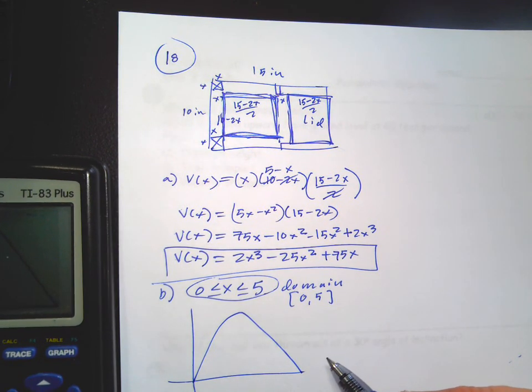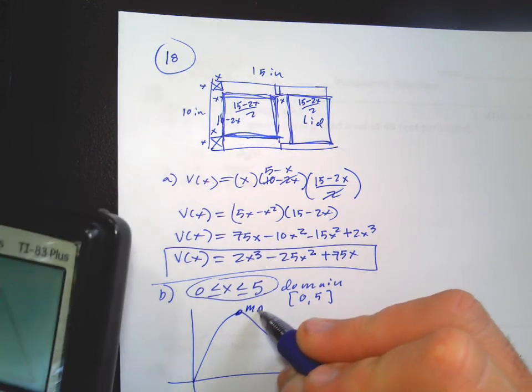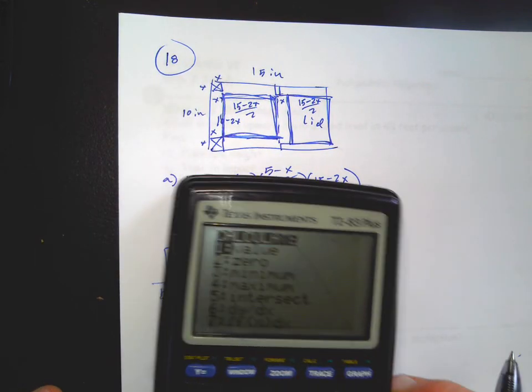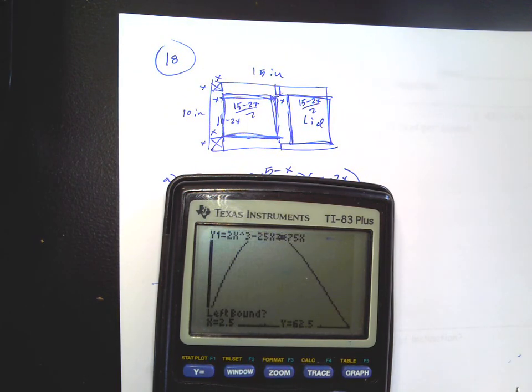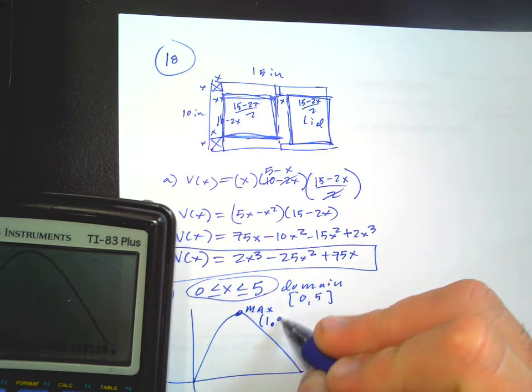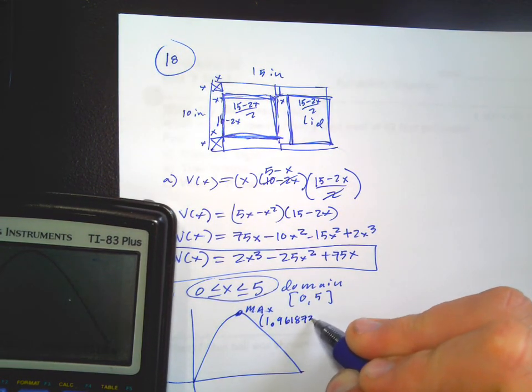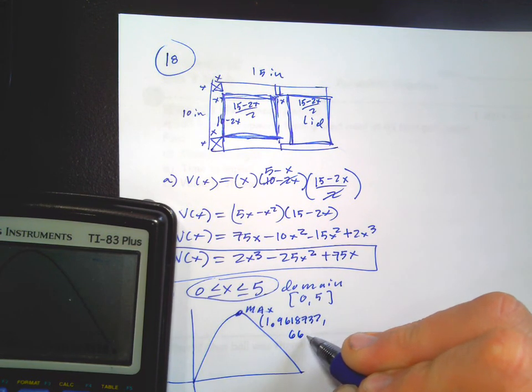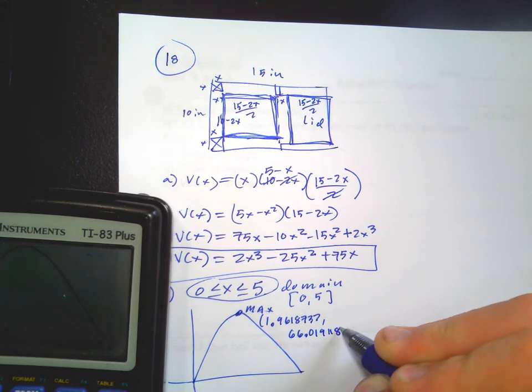And it says, okay, part C, use a graphical method to determine the absolute max. So here's the max. I'm going to use my graphing calculator, I guess. So I can calculate maximum. This is 0 to 5. It looks like it's around 2. So maybe say 1 to 3, guess 2. And it is 1.9618732, comma 66.019118.